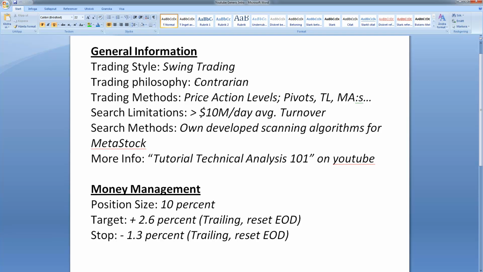When talking about money management, my position size is 10% at this moment. My target is 2.6%, using a trailing target. I reset it end of day. My stop is minus 1.3%. I'm also using a trailing stop, and I reset it end of day.